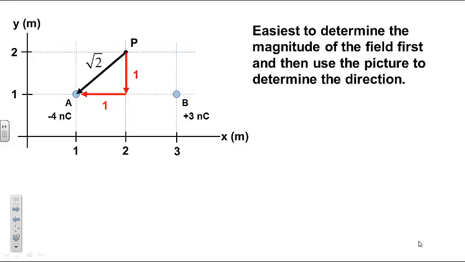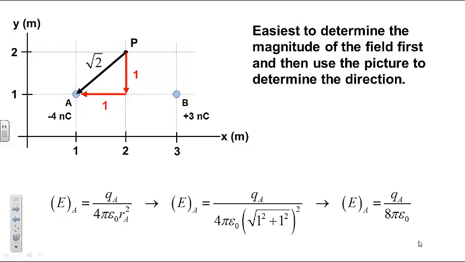The magnitude of the electric field of particle A depends upon the distance between particle A and the position P. We can determine this distance using trigonometry. After performing these calculations, we see that the magnitude of the electric field of particle A is the charge of particle A divided by 8 pi epsilon naught.